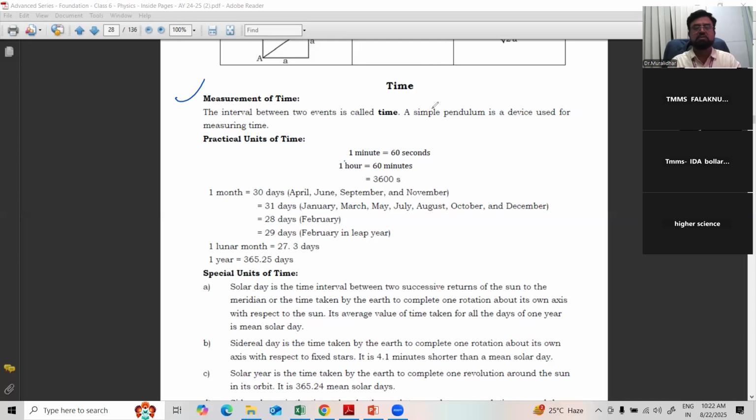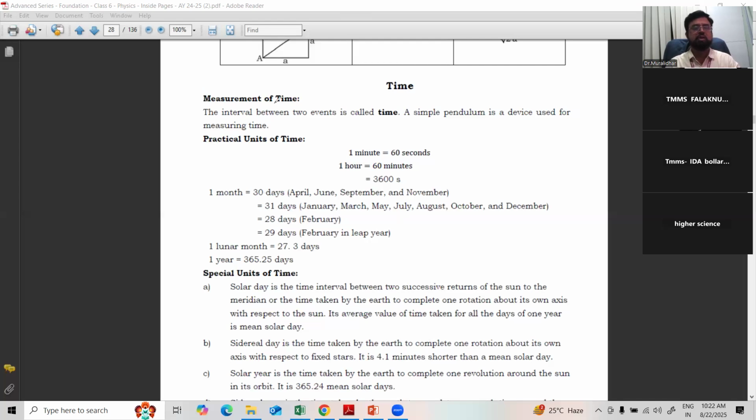To measure time, there is a simple pendulum. Of course, there are so many types of watches to measure time. Time is generally measured in seconds commonly. 1 minute is equal to 60 seconds, 1 hour is equal to 60 minutes. You all know. Okay. 1 month is equal to 30 days or 31 days, whatever it may be.